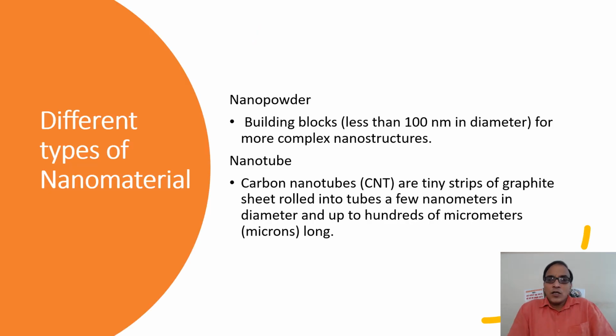There are different types of nanomaterials. They may be nanopowder, nanotube. Nanopowders are building blocks less than 100 nanometer in diameter. CNTs are tiny strips of graphite, sheets rolled into tubes a few nanometers in diameter and up to 100 of microns in length. So micron size length and nano size diameter. Okay.